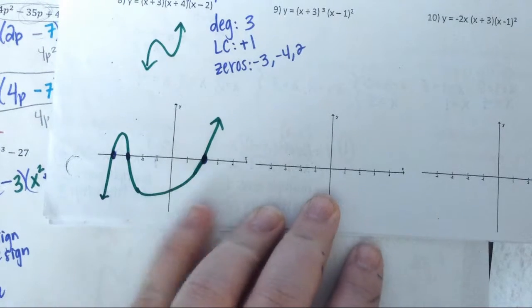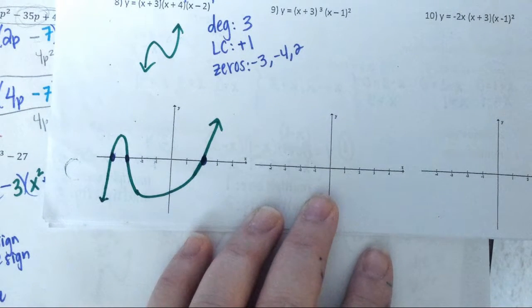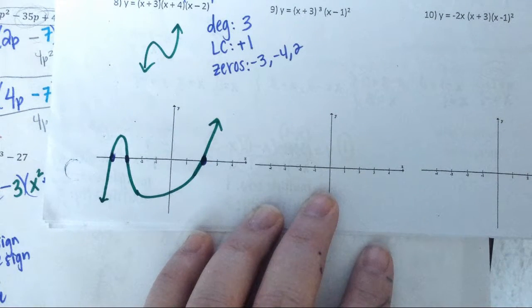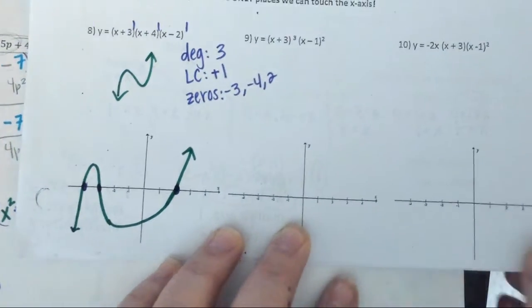Then we crossed those zeros and made the snake cross through those points. Everyone cool with this one? Okay. Let's look at number 9.